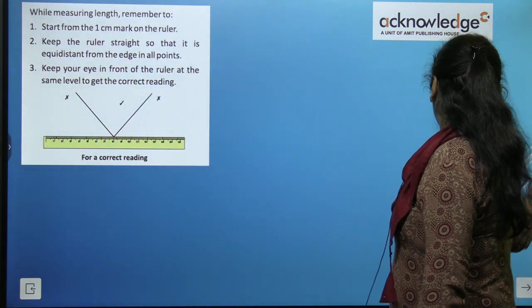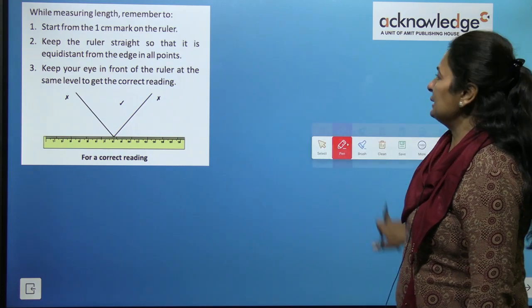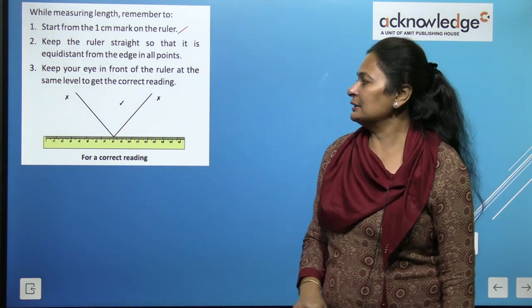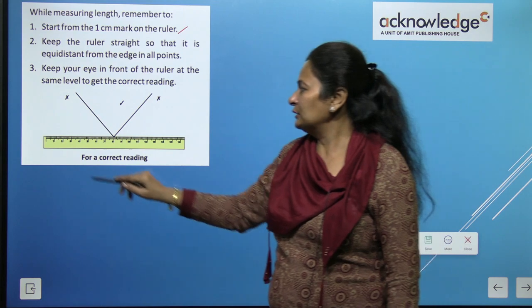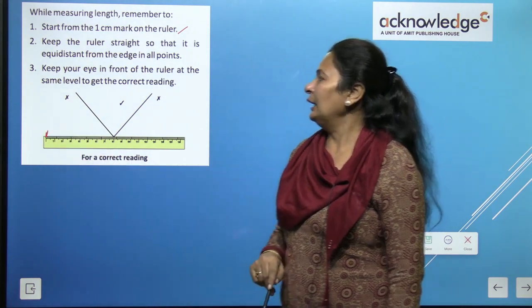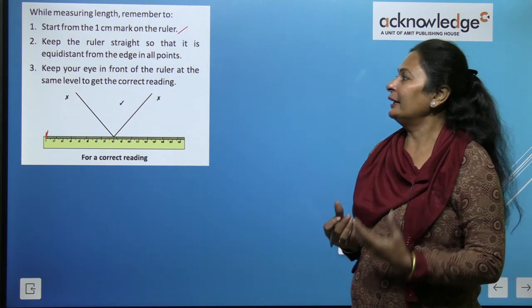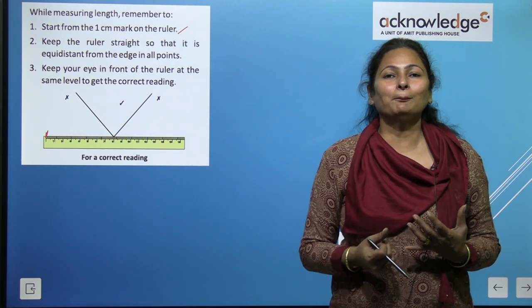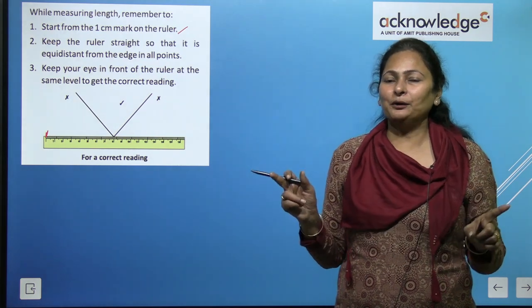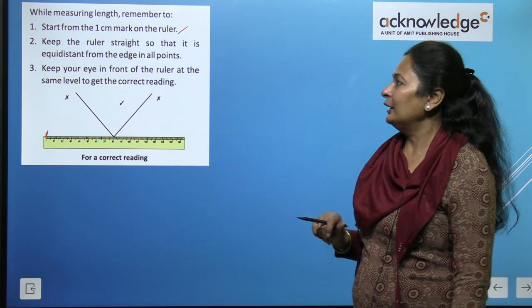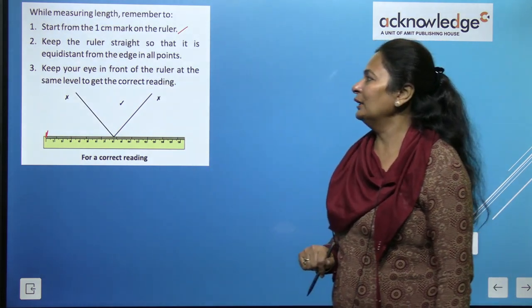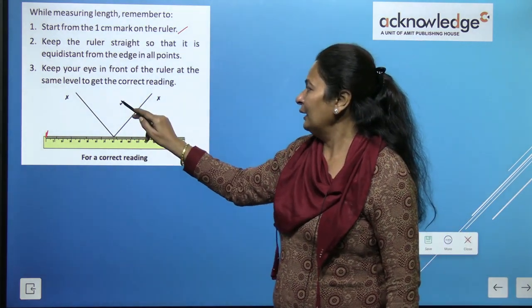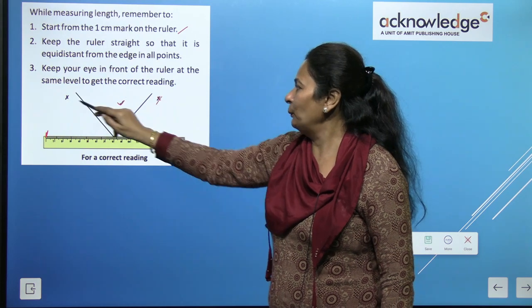So while measuring length, you need to remember some rules. First, start always from the 1 centimeter mark on the ruler. So you should start from here only. Keep the ruler straight so that it is equidistant from the edge at all points. You should always keep your ruler straight, right? Keep your eye in front of the ruler at the same level to get the correct reading. Here you can see this is the correct one and these two methods are wrong.